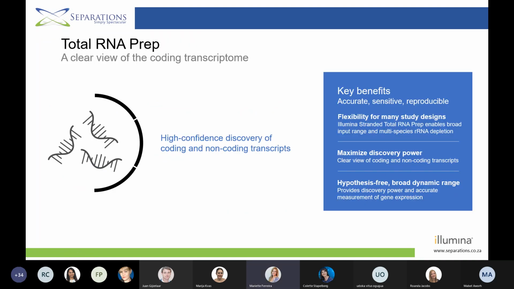With your total RNA preps, you get a really clear view of both the coding and the non-coding transcriptome. You've got the flexibility for many study designs, and you maximize the discovery power. And again, it's a hypothesis-free, broad dynamic range.